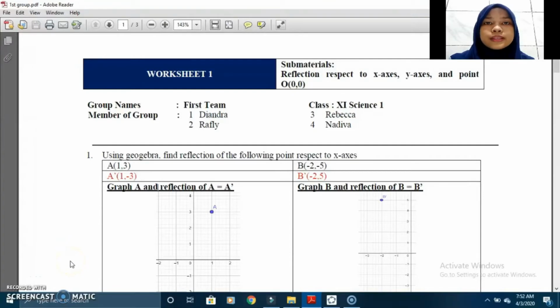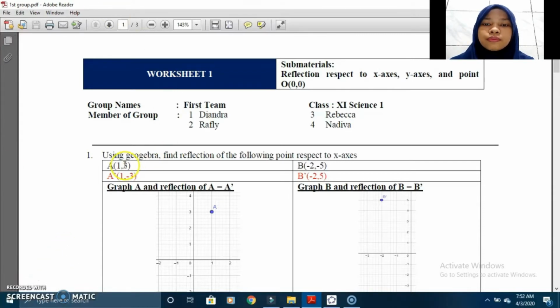Hello, my name is Tiandra. I'm from the first group. I want to present our discussion result about the relations between reflection with respect to the x-axis, y-axis, and the point O with coordinates (0,0) and its matrix. The members of my group are Tiandra, it's me, Rafli, Rebecca, and Adifa. We are from 11 Science 1. Okay, let's go to the first question.